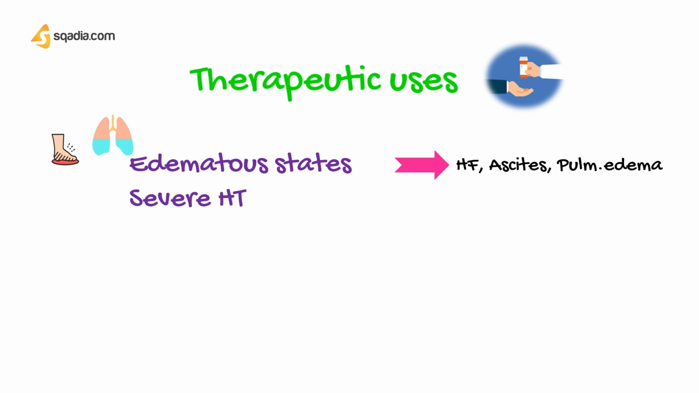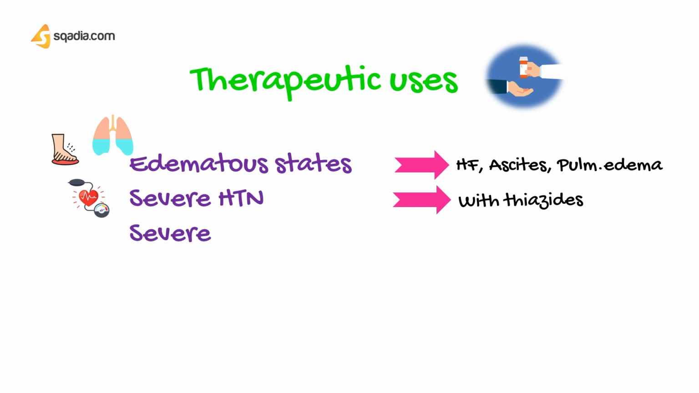Next comes severe hypertension. We have seen that thiazides were the drug of choice for hypertension. Now loop diuretics, as we have seen, have a very brief duration of action, just 2 to 4 hours. So this is a disadvantage. That's why they are not preferred regarding hypertension. But whenever response to thiazides is inadequate, you can add loop diuretics to achieve better control of blood pressure.